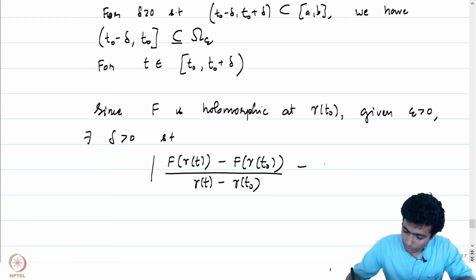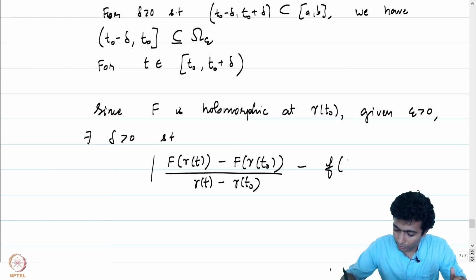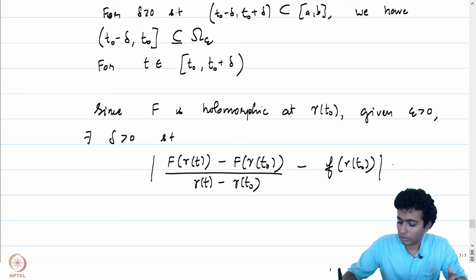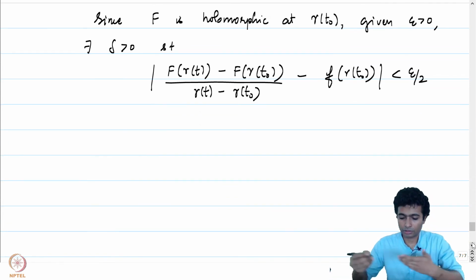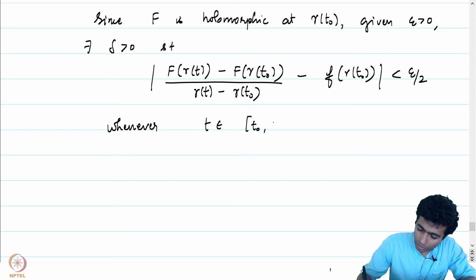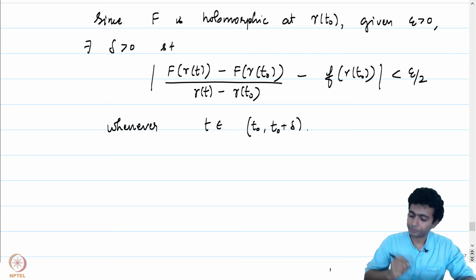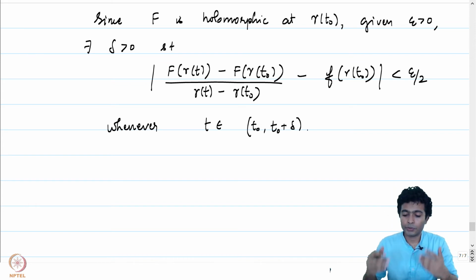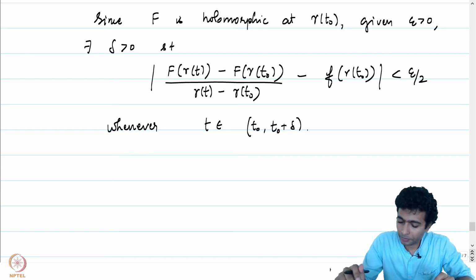is arbitrarily close to the derivative of capital F, which is small f, which we know. This is less than epsilon. Maybe let's put epsilon by 2 if needed. We'll correct it later. Whenever t belongs to t naught comma, okay, let me not include t naught, comma t naught plus delta. So this can be arranged by using the holomorphicity or complex differentiability of capital F at t naught.